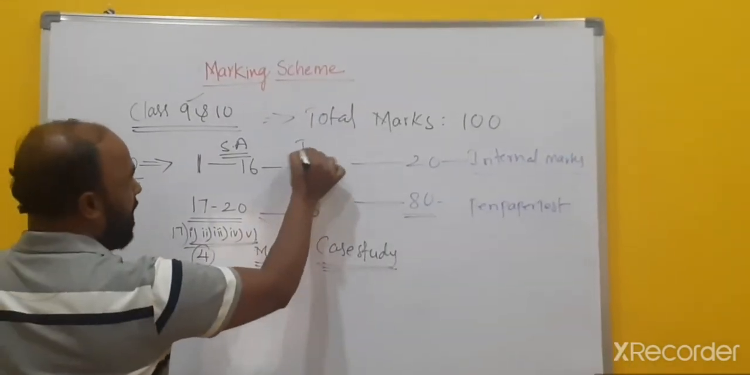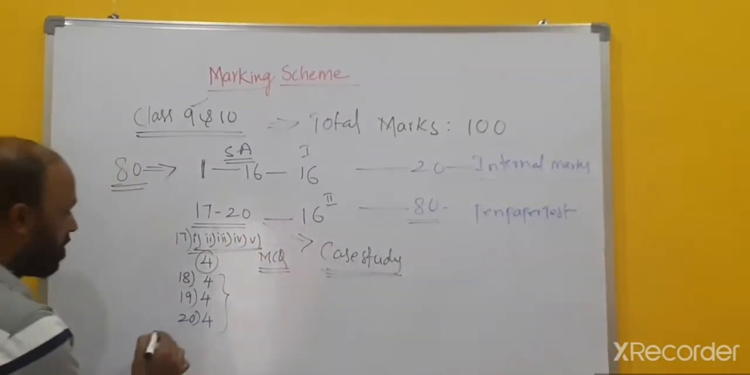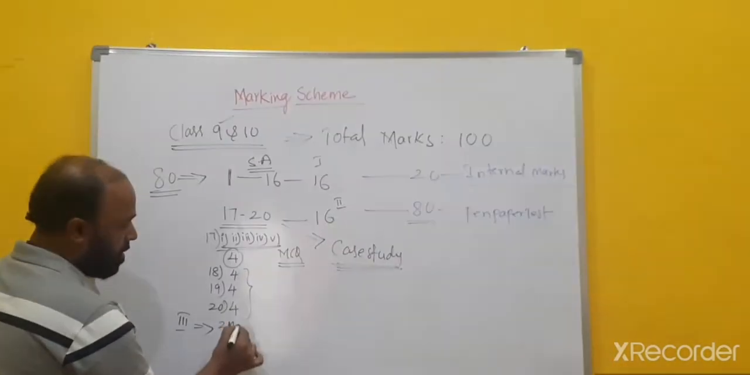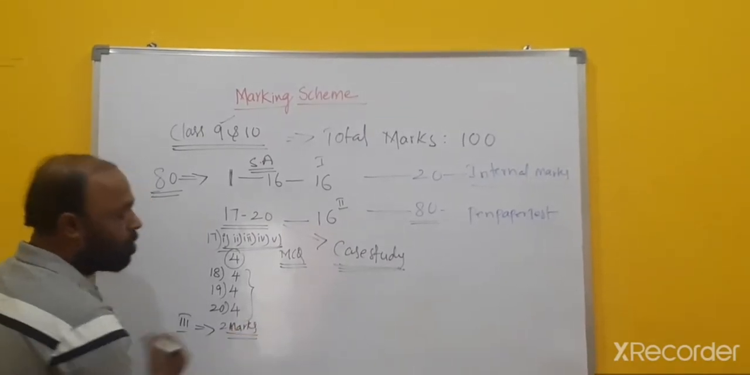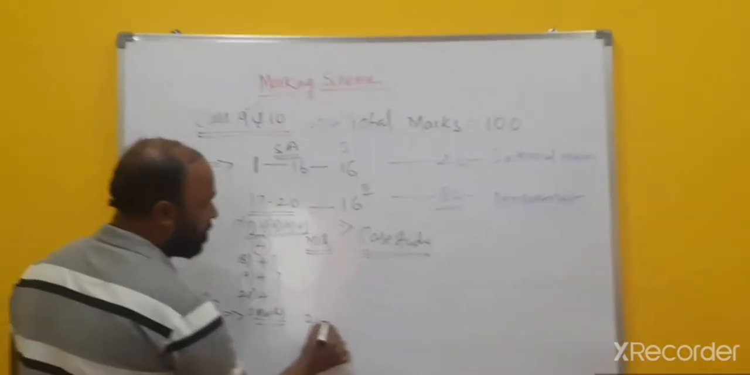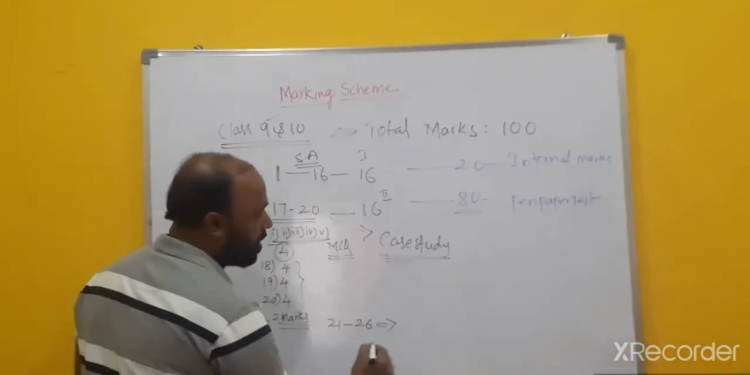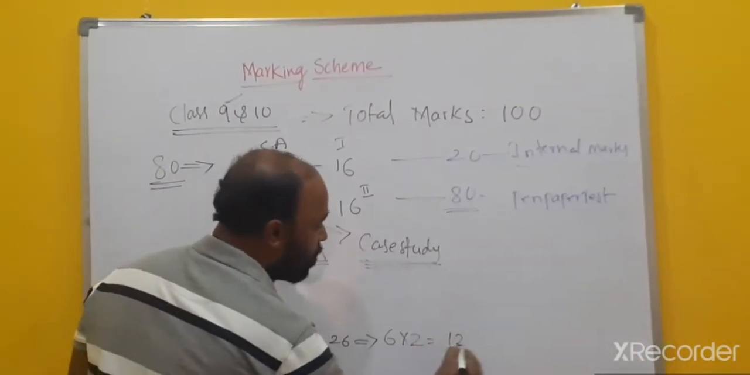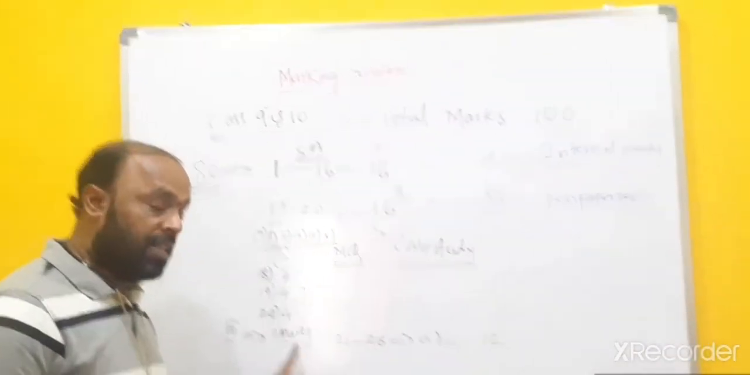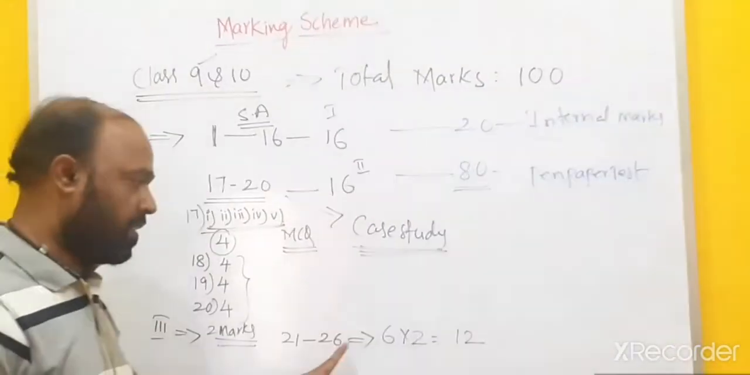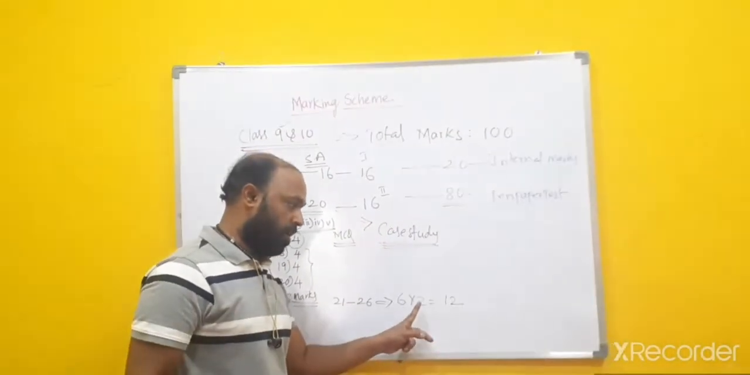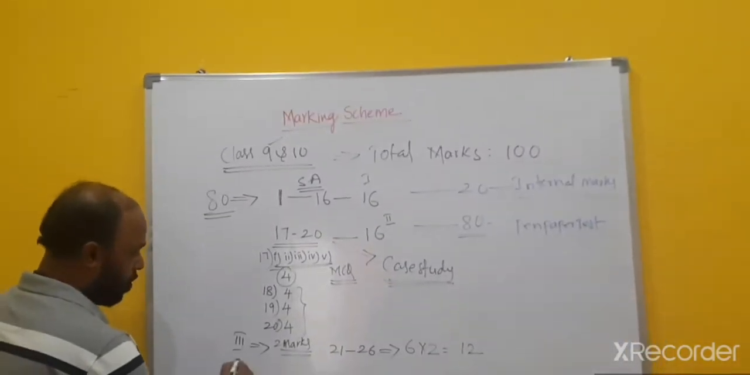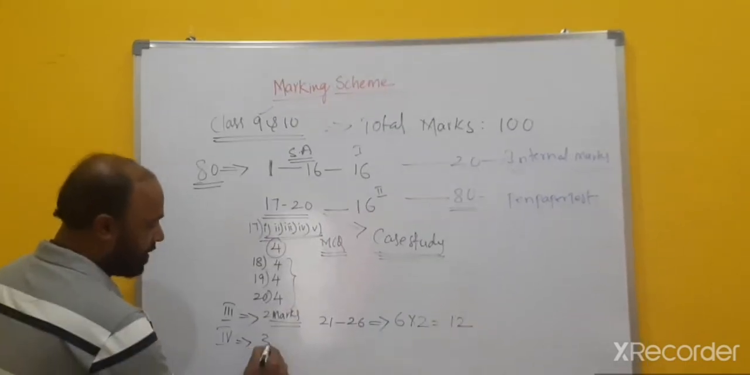Now come to the next one. This is the first, and this is the second and third. This is the 2 mark questions, 21 to 26. The number of questions is 6, into 2, that is 12. How many marks? That is the third section: 2 marks each, 21 to 26, 6 questions, total 12 marks. Next, the fourth, here 3 marks.